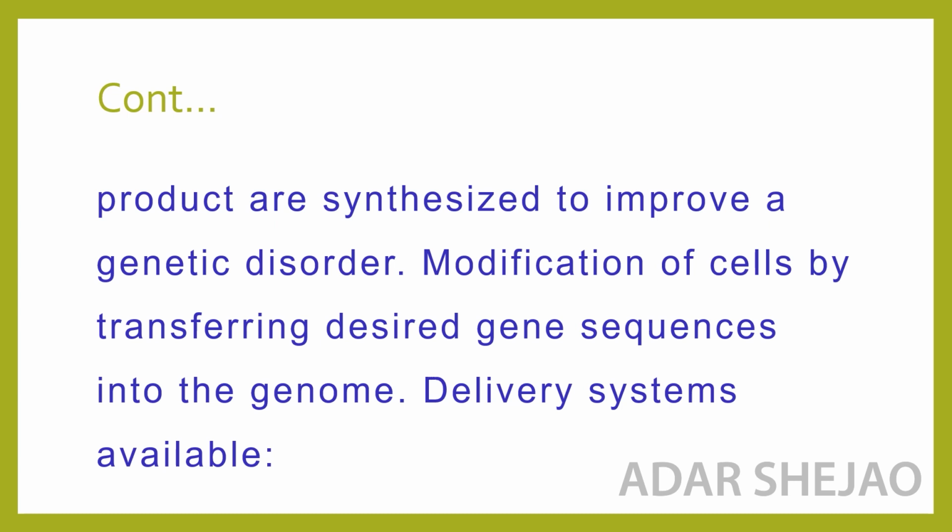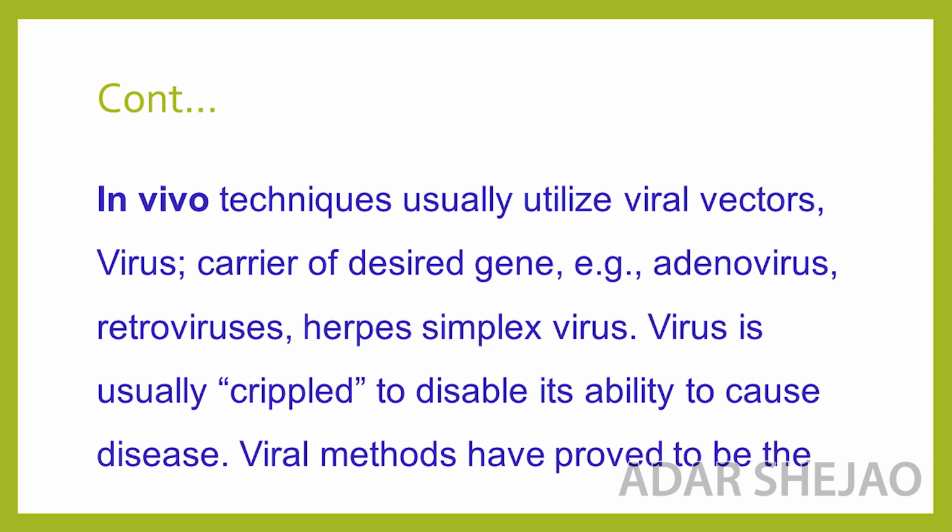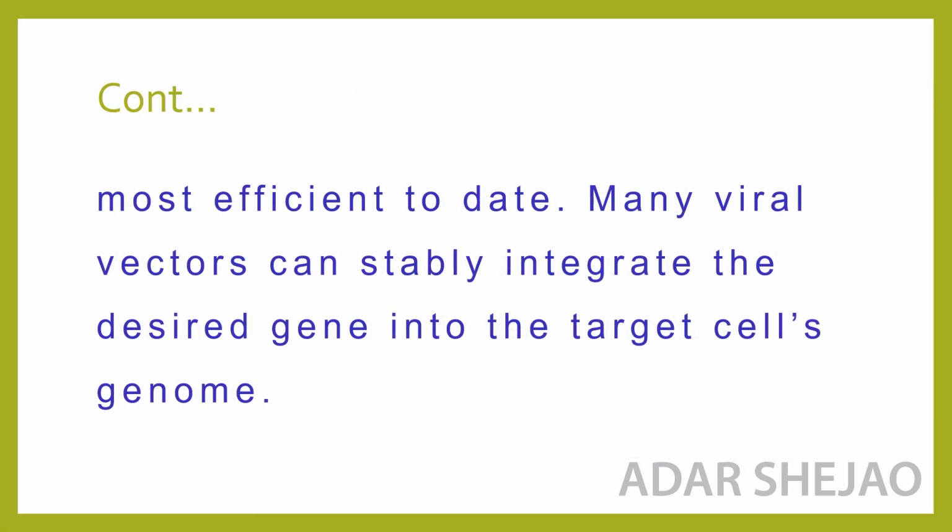Delivery systems available. In vivo, delivery of genes takes place in the body. Ex vivo, delivery takes place out of the body, and then cells are placed back into the body. In vivo techniques usually utilize viral vectors, a virus as carrier of the desired gene, e.g., adenovirus, retroviruses, herpes simplex virus. The virus is usually crippled to disable its ability to cause disease. Viral methods have proved to be the most efficient to date. Many viral vectors can stably integrate the desired gene into the target cell's genome.